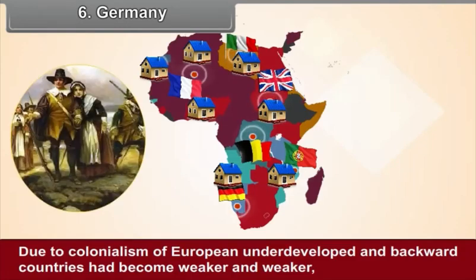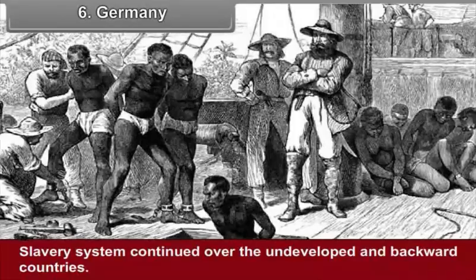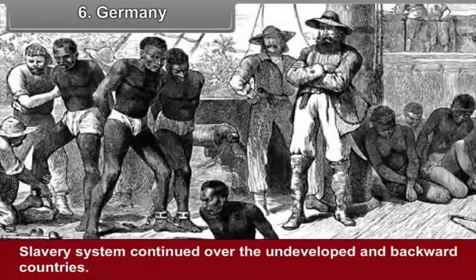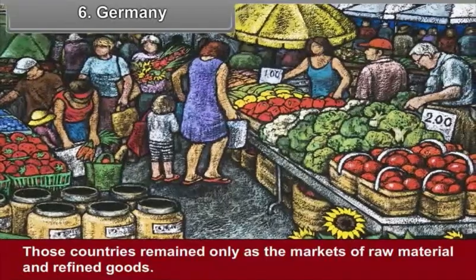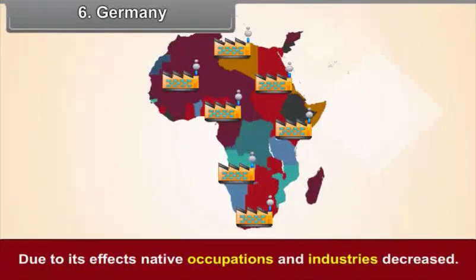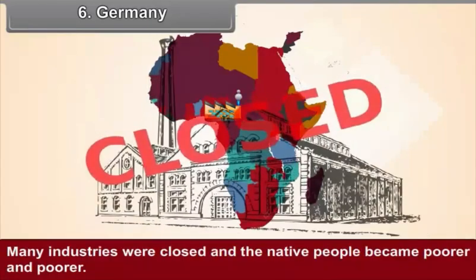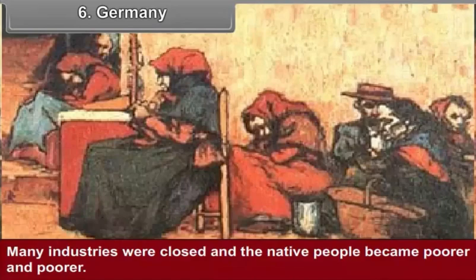Due to the colonialism of Europeans, underdeveloped and backward countries became weaker and weaker in the fields of wealth, including natural resources. The slavery system continued over the undeveloped and backward countries. Those countries remained only as markets of raw material and refined goods. Due to its effects, native occupations and industries decreased. Many industries were closed and the native people became poorer and poorer.